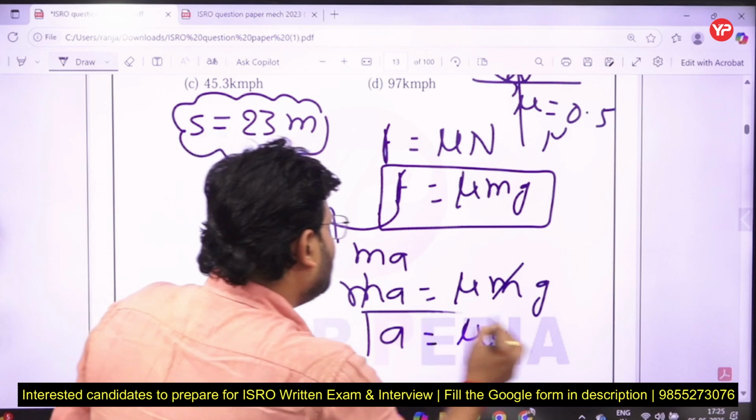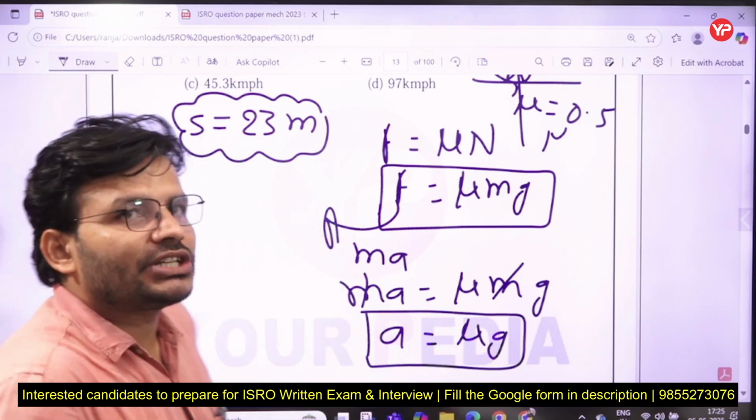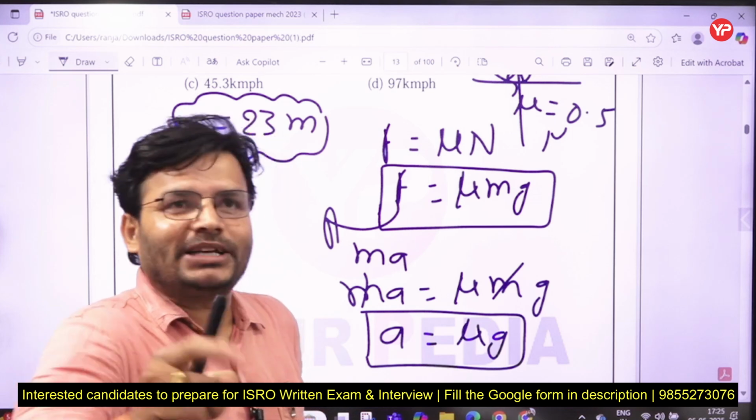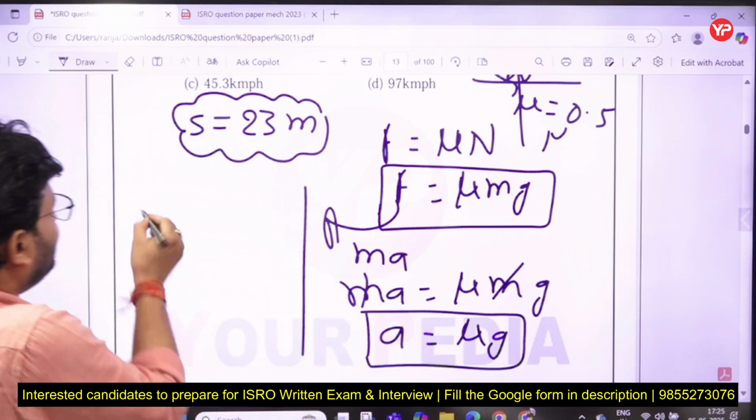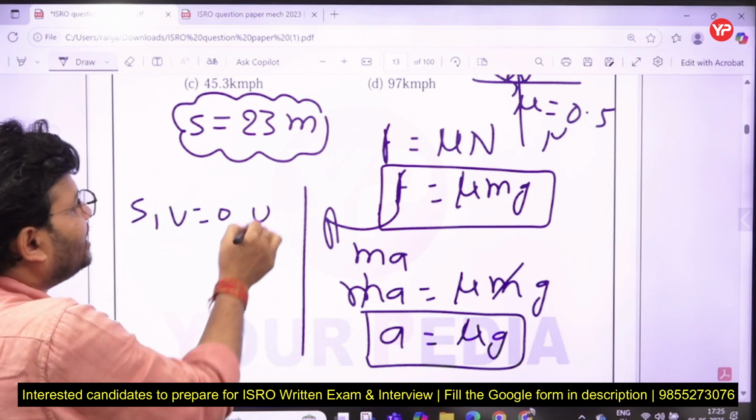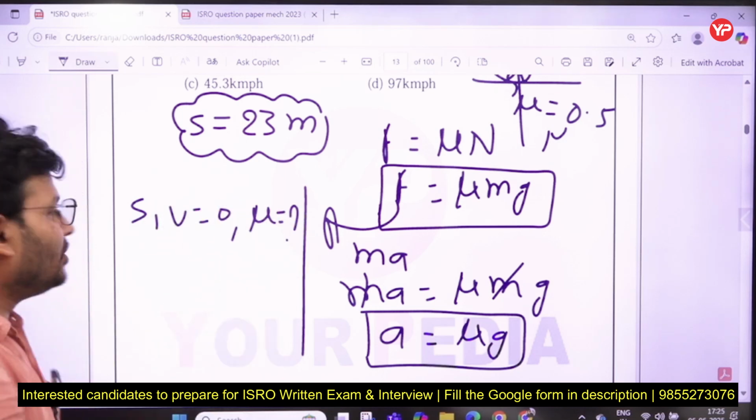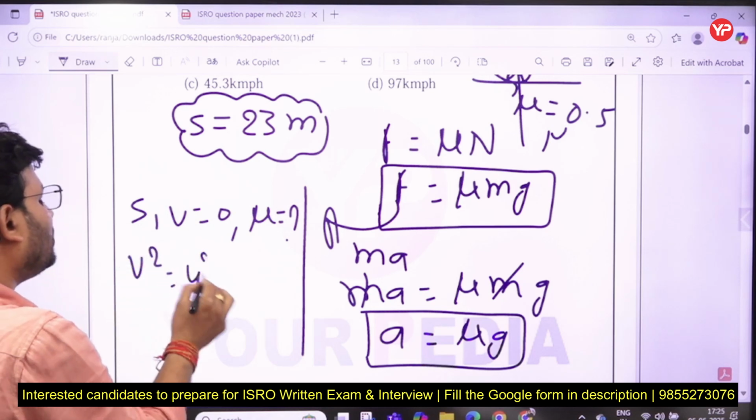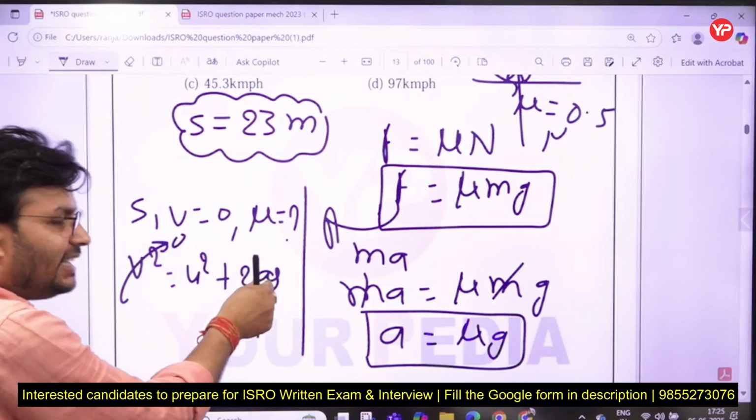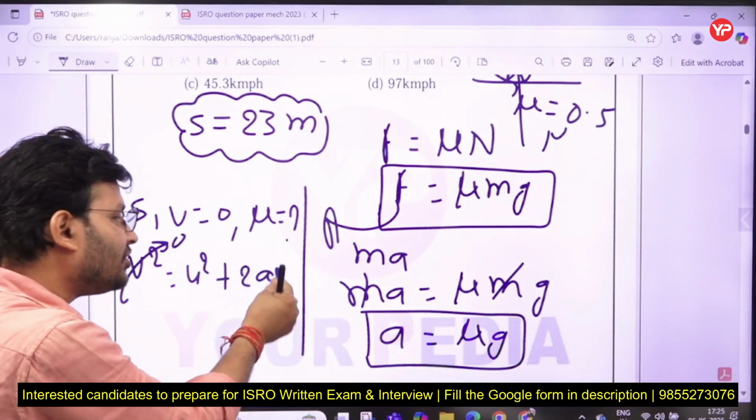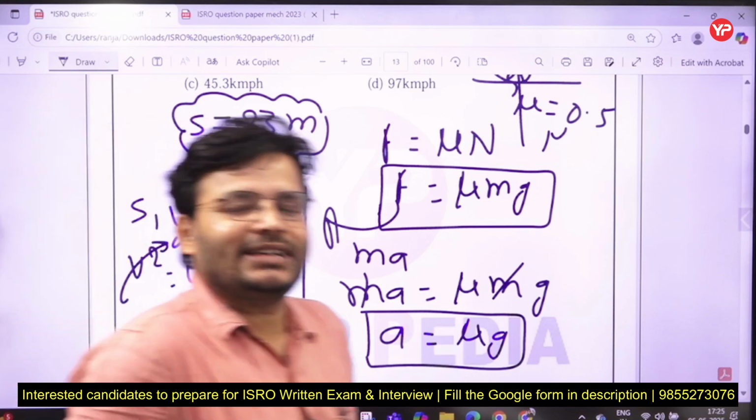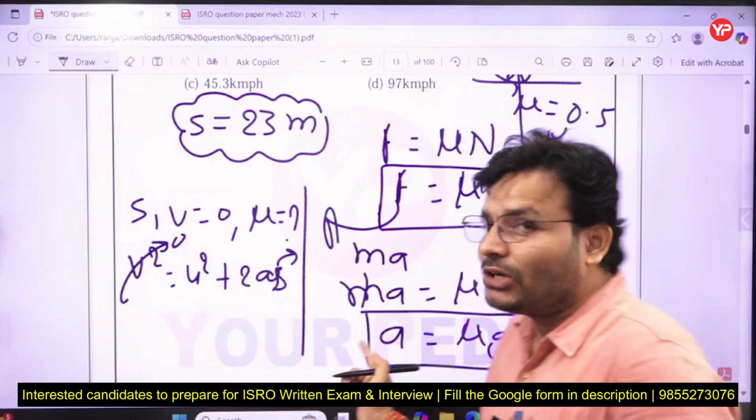In the question, mu is known and g is also known. Now why am I going to calculate A? My dear friends, in the question s is known, the final velocity is known, and you have to calculate the initial velocity. So can I write v square equal to u square plus 2as? The final velocity is 0. If I get A, and the displacement is given, I can calculate u. That's why I have to calculate A.